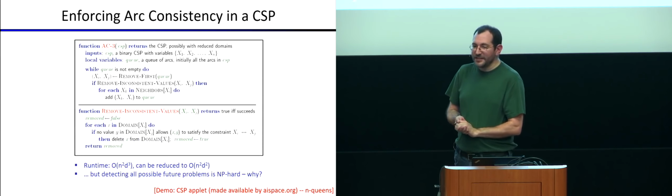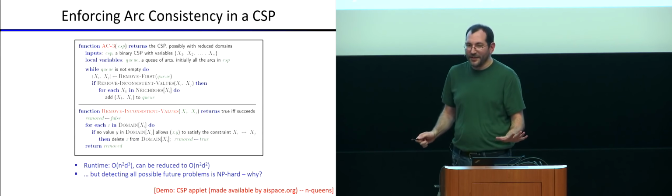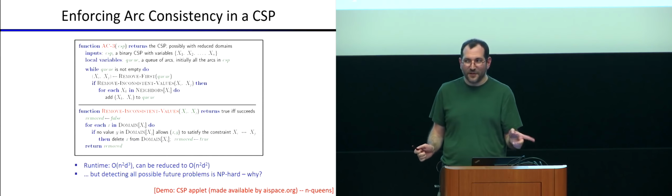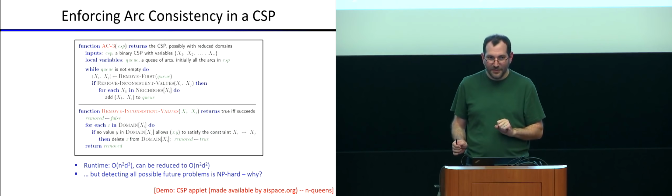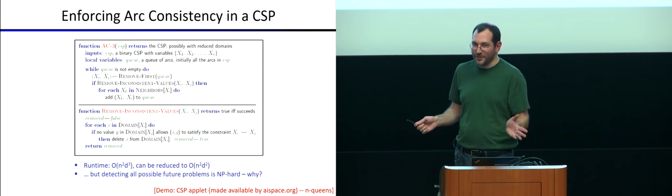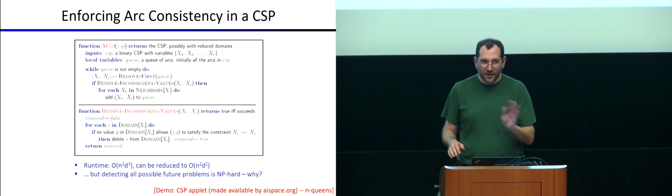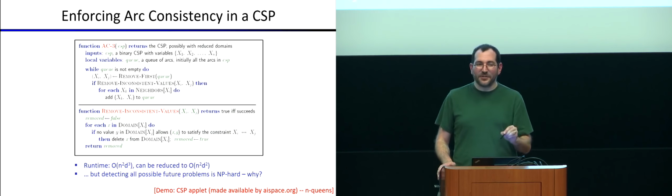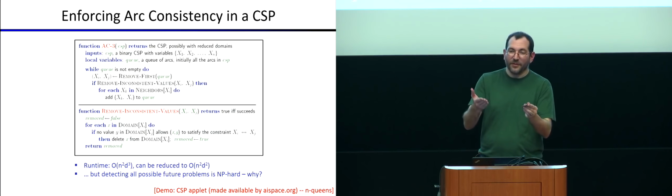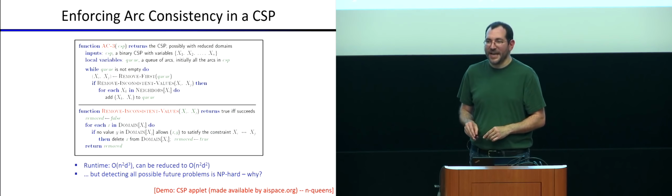This is an algorithm called AC3. Arc consistency is a property. A graph is either arc consistent or not. It's arc consistent if all arcs in the graph are consistent. You can have graphs in which some arcs are consistent and some are not. Arc consistency means all arcs are consistent. The algorithm that gets you there is called AC3.